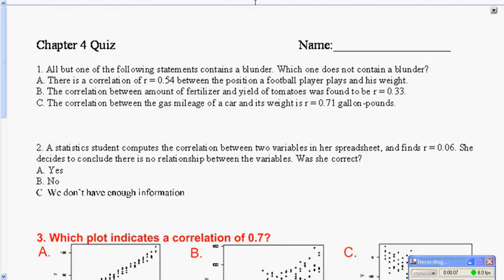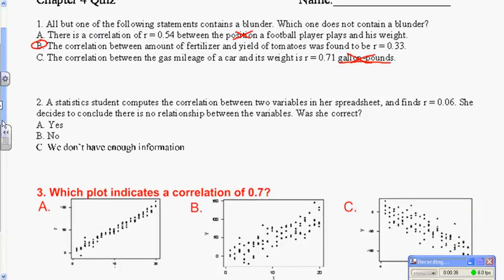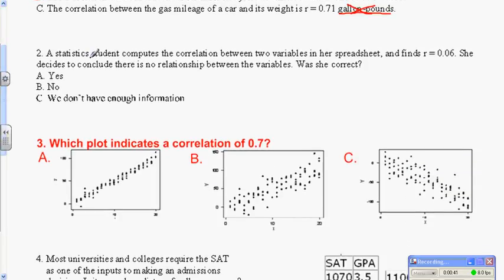Number 1 says, all but one of the following statements has a blunder. Which one does not have a blunder? Well, the first one says that you are comparing a position, and that's categorical, so that's out. You have to have quantitative compared to quantitative. The third one, C, says that you found a correlation, and it says it has a unit, gallons per pound. You cannot have a unit when it comes to correlation either. So B is correct.